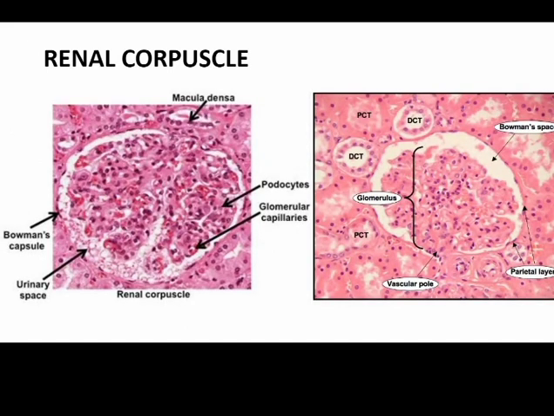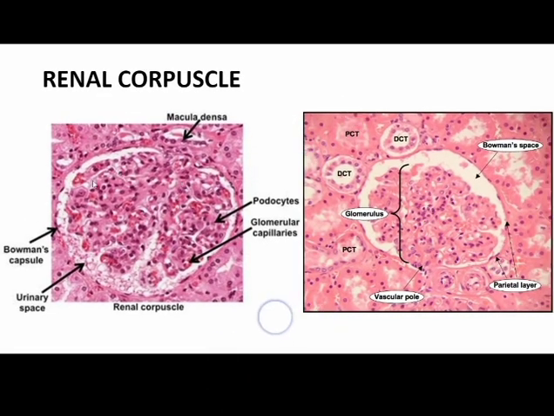Okay, so we already flashed this picture a couple of times. Again, this is the glomerulus, the Bowman's space, and the whole thing is the Bowman's capsule, the capsule surrounding the whole glomerulus. The lining of this is the simple squamous. And then these are the capillaries, and then the foot processes or the podocytes. And then this white space here is the urinary space, so that contains your urine.